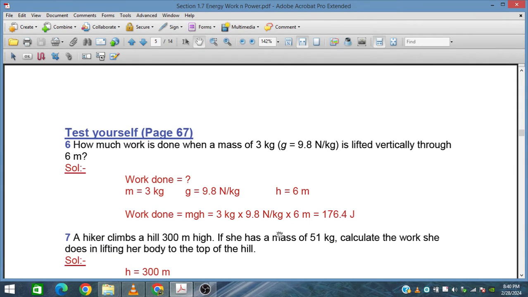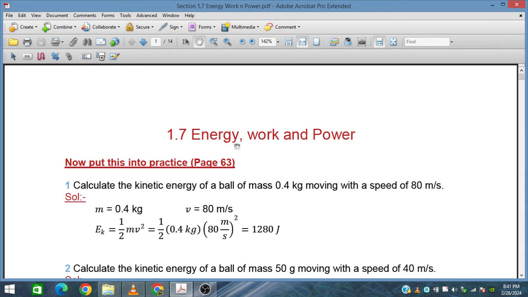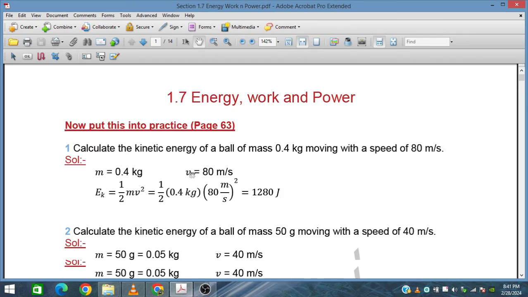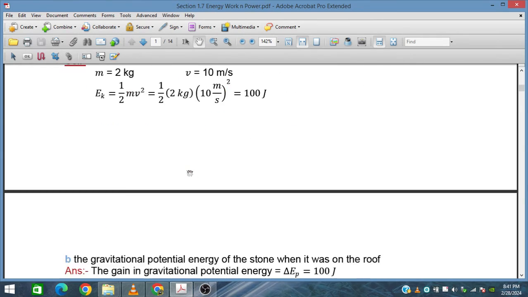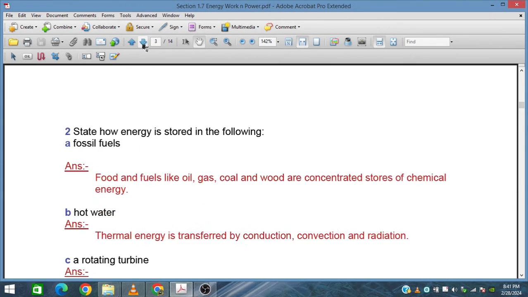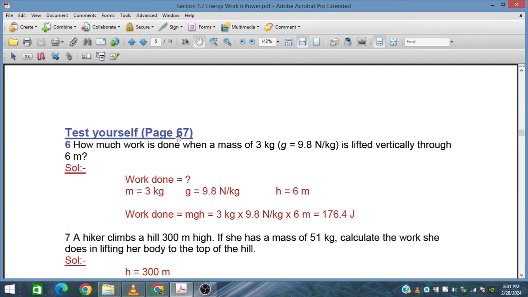Bismillahirrahmanirrahim. In this session, we will discuss Test Yourself from page 67 from the topic of Section 1.7, that is energy, work and power, from Hodder's IGCSE and O Level Physics book. In the previous session, we discussed all these problems, and in this session, we will discuss from page 67.